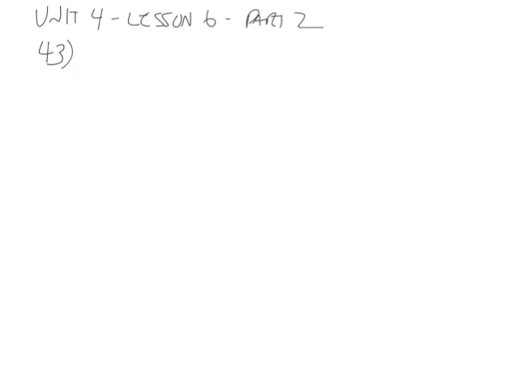Hello, I've had a question in Unit 4, Lesson 6, and this is the second part of the homework, Part 2, question 43. It wants us to find a point on the line which is closest to the origin. So if I draw myself a bit of a graph, here's the equation in question, 3x plus 4y equals 25.